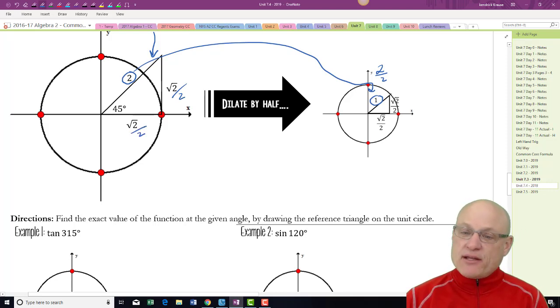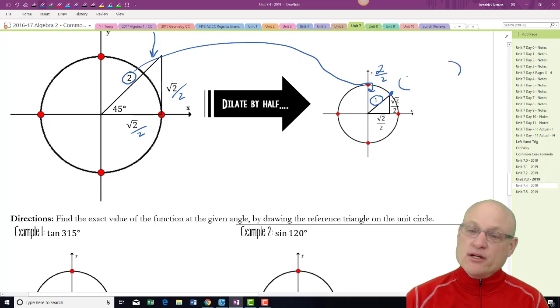And so then that makes the coordinates of this point. Now that point is on the unit circle, right? The coordinates of that point are the square root of 2 over 2, comma, the square root of 2 over 2. So in other words, I came out square root of 2 over 2, and I went up square root of 2 over 2. And that's that point right there.